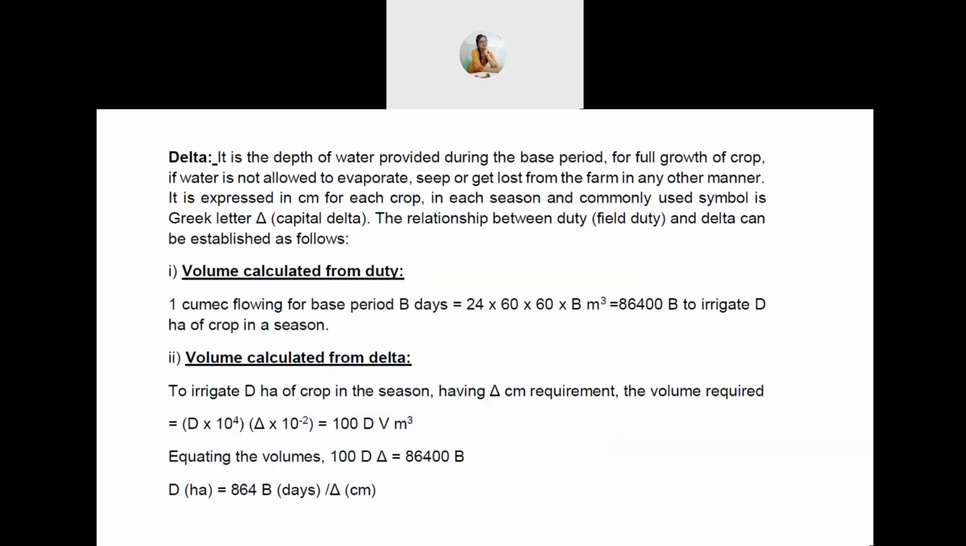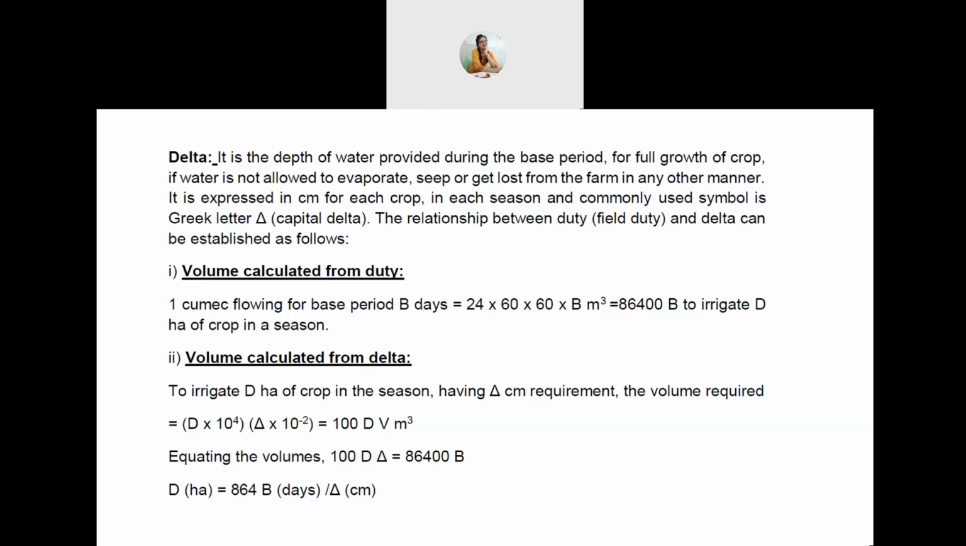Next term is delta. It is the depth of water provided during the base period for full growth of crop, if water is not allowed to evaporate, seep or get lost from the farm in any other manner. It is expressed in centimeter for each crop in each season, and the commonly used symbol is a Greek letter known as capital delta.